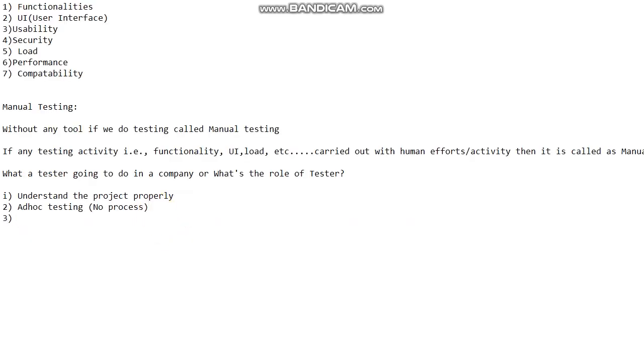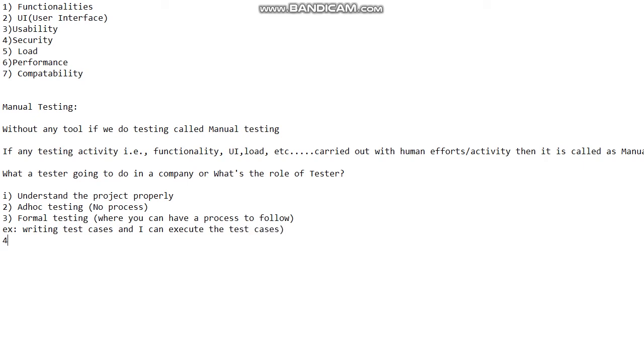And the third one is formal testing, which is quite the reverse of ad hoc testing. Formal testing is where you have a process to follow. For example, I can write test cases and I can execute the test cases. So this is one example.